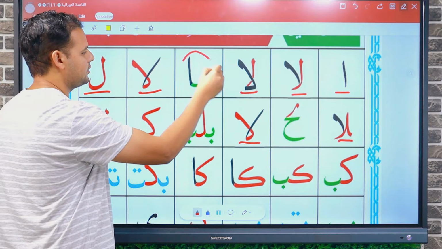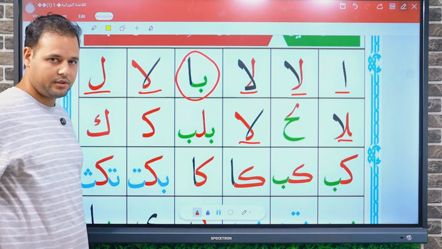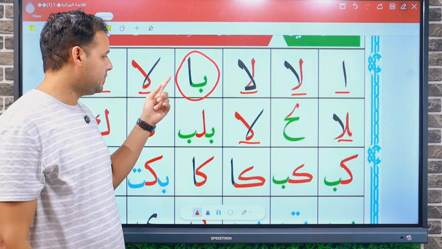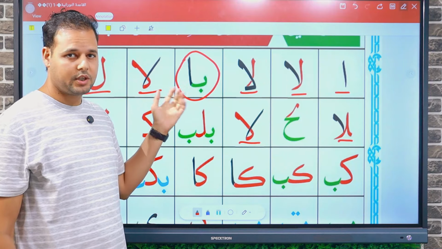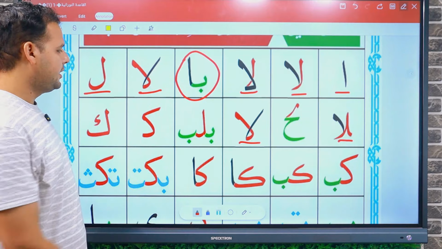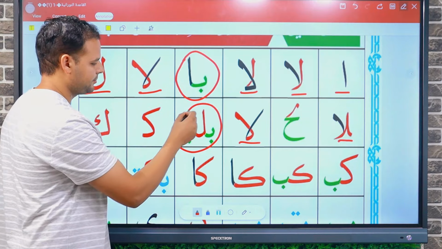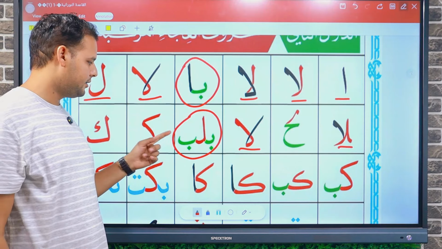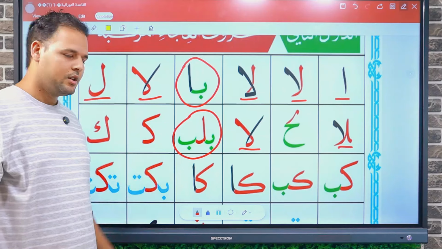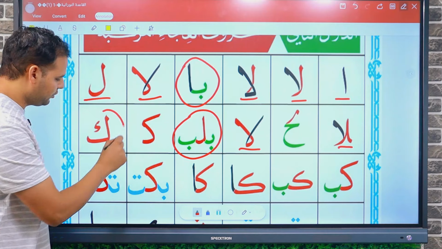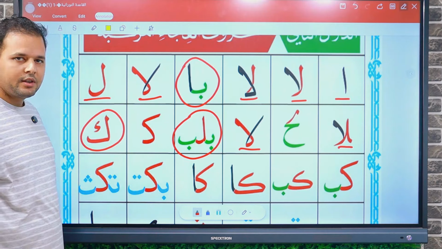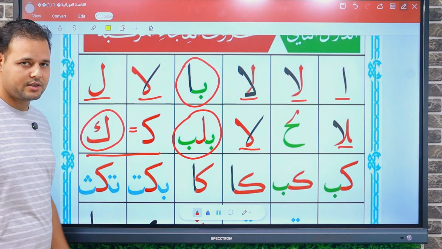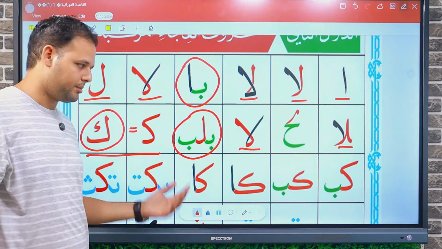So here, there are two letters. What are they? Here there is ba and a. Together, see ba, a. Here, for example, we have three letters. We have ba, la, ba. Alright, now, you know this letter, it's ka. It's the same as this one. So this is ka and this is also ka. It's the same letter, just a different shape.